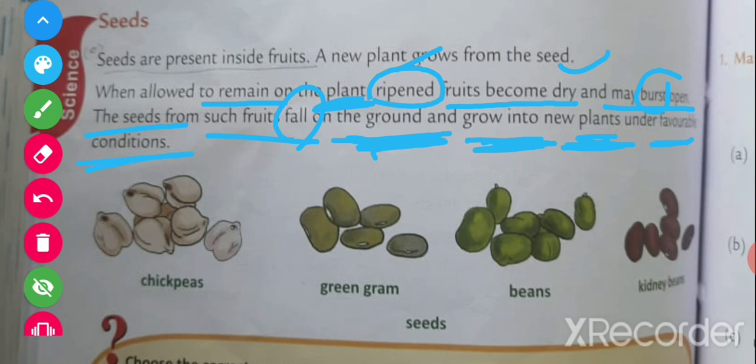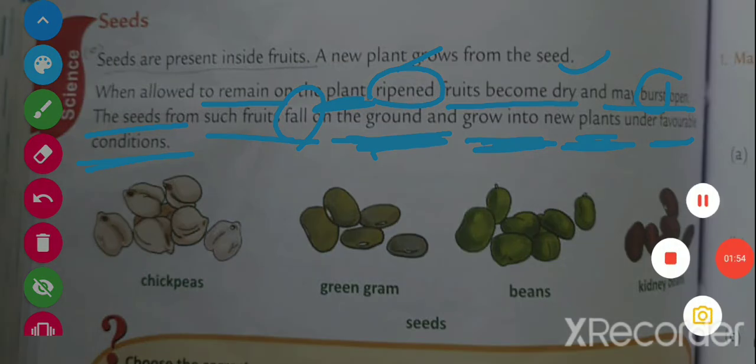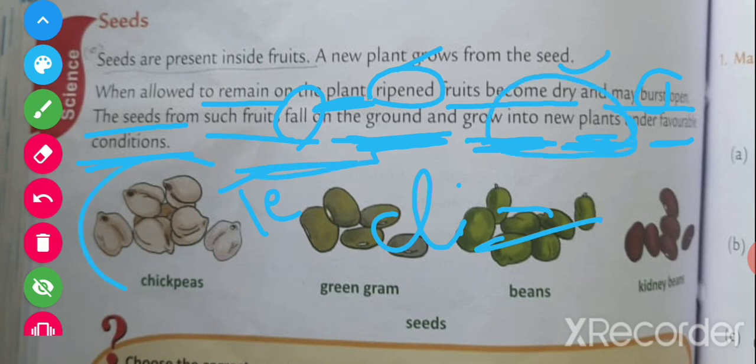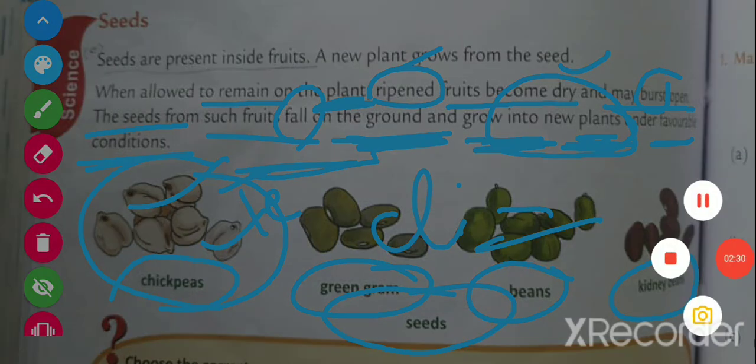Favorable condition means when they get helpful situations. It means temperature according to them, and climate also according to them. If they find all conditions suitable, they will grow into plants. We are seeing pictures here: chickpeas, which in our language we call chole. We use green grams, hare chane, beans, and kidney beans. These are seeds of plants.